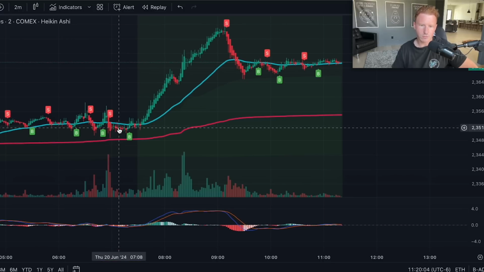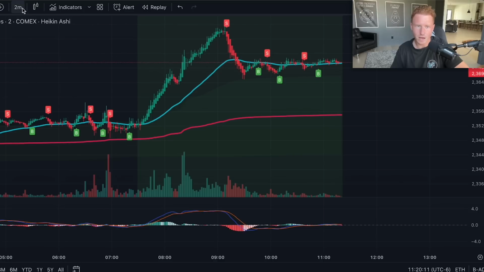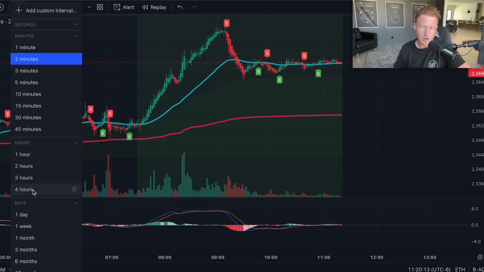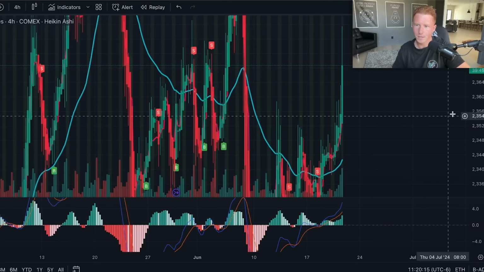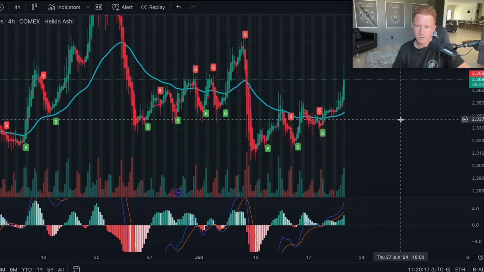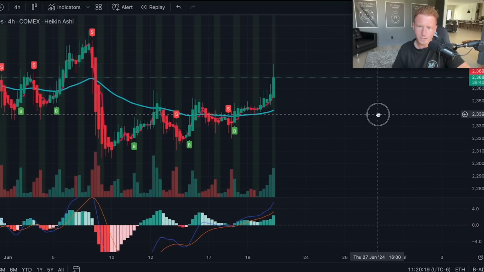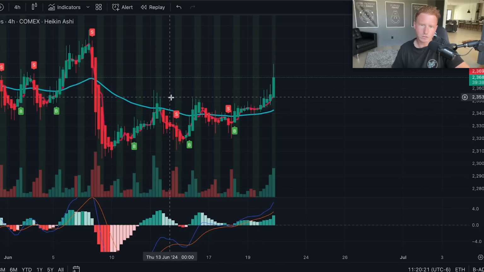Essentially what I was looking for, kind of the way I trade, like I said, is I want to see if there's some kind of trend going on. Now, if we go to a bigger time frame, for example, like a 4-hour chart, I always want to look at the bigger macro picture, okay? So the bigger macro picture before the day even opened was we're starting to trend up.